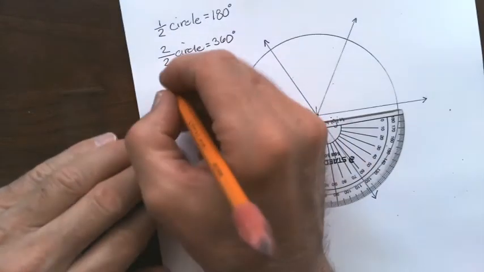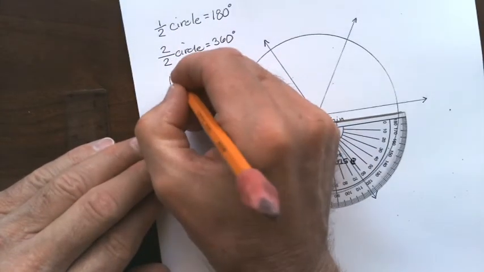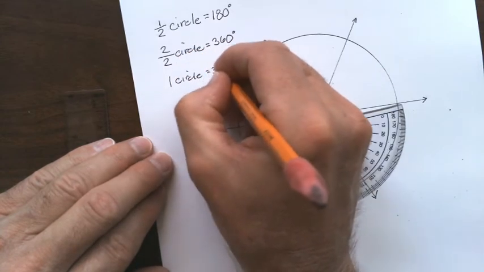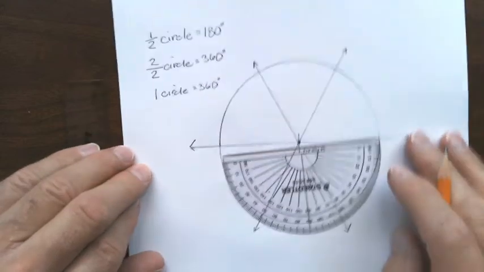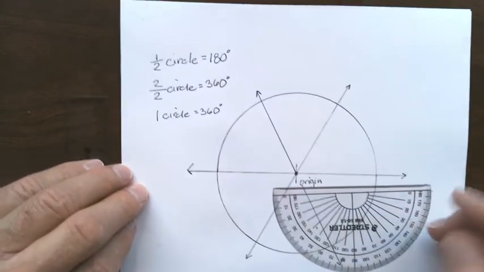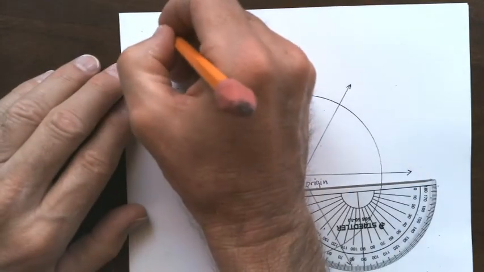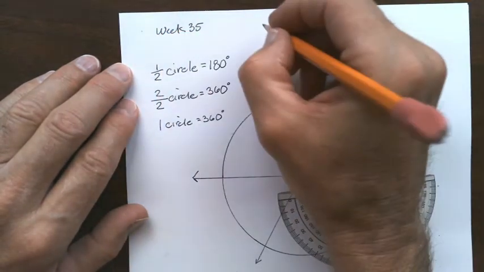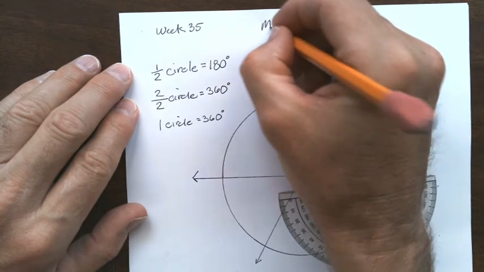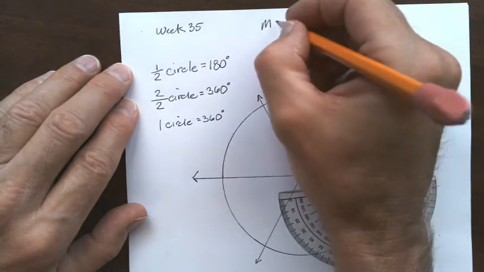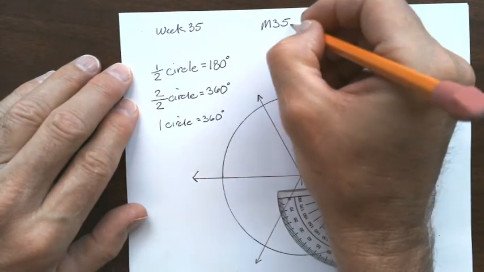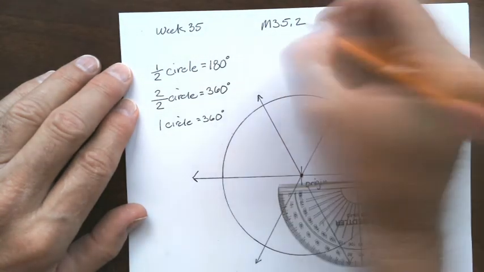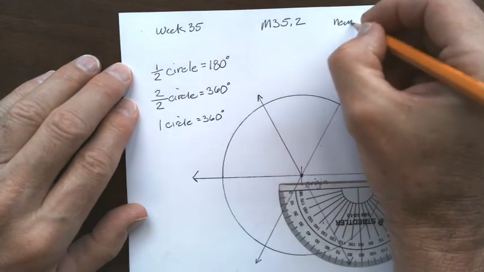So watch this, one circle is equal to 360 degrees. I thought that'd just be fun for you. Let's go ahead and put week 35 up here. And let's make this a math video, week 35.2. Put your name up here.